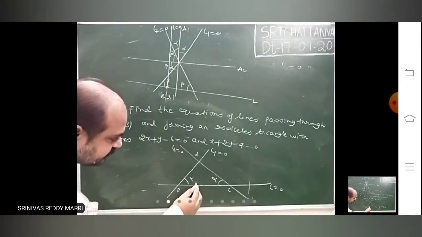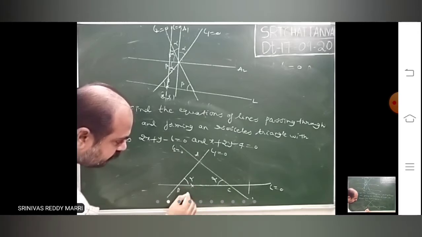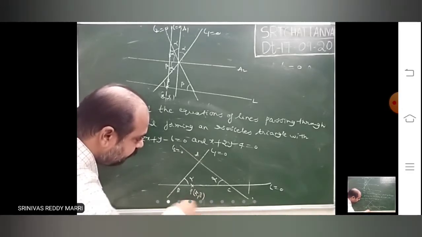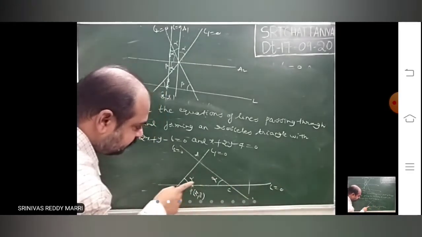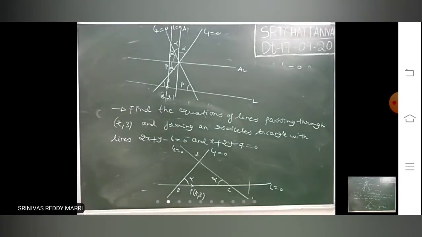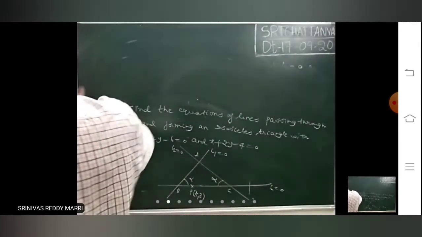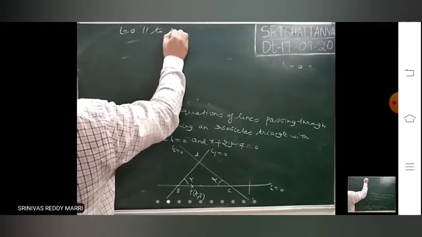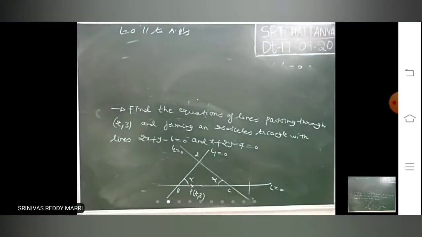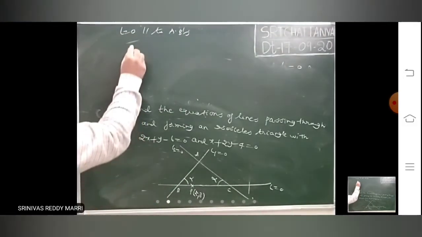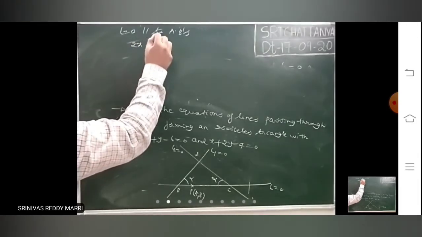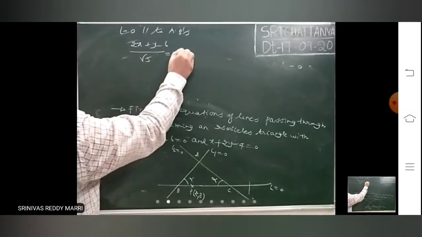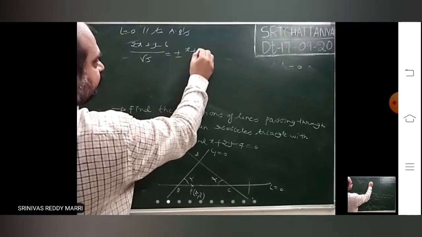This line is also passing through a point. Let us say this is P, (2, 3). Look at this, L equal to 0 is equally inclined to both the lines. That means L equal to 0 will be parallel to the angular bisectors. L equal to 0 is parallel to the angular bisectors. I am writing the angular bisectors divided by root 5, plus or minus. Easily you can do it like this.